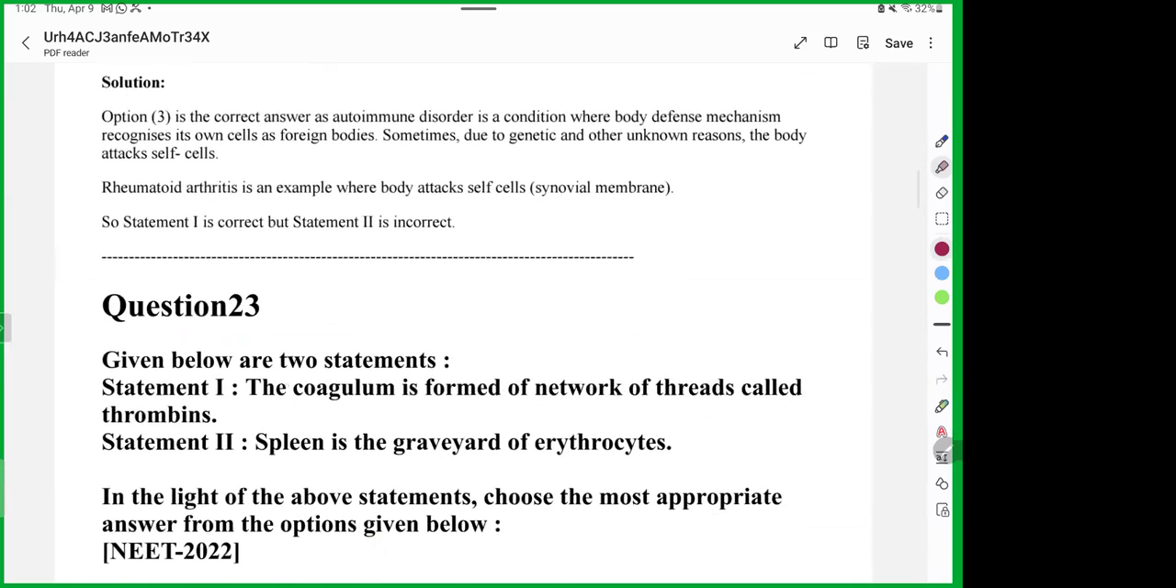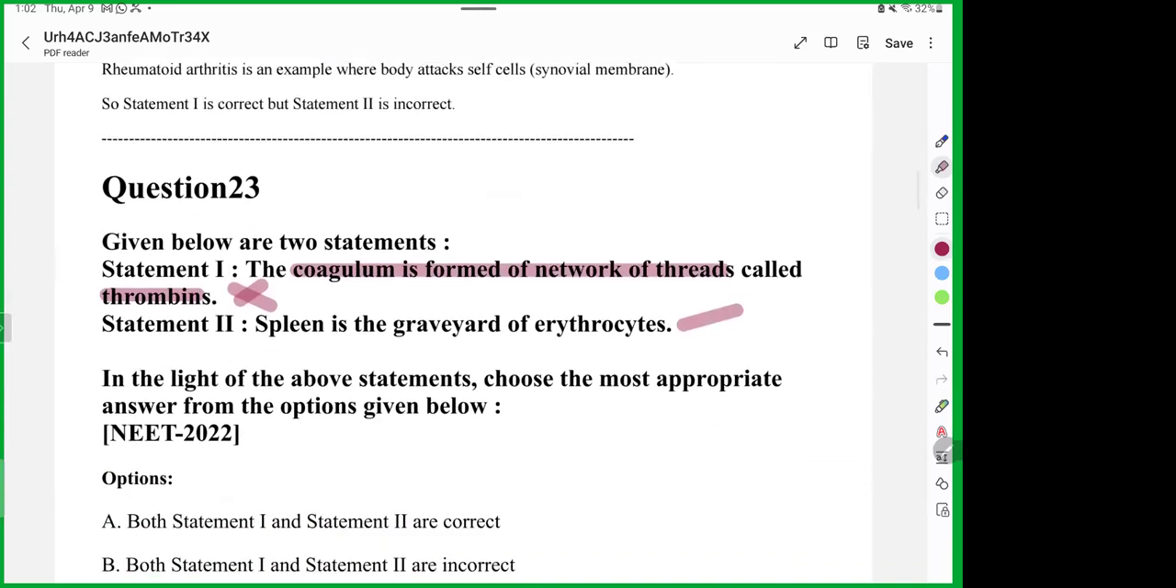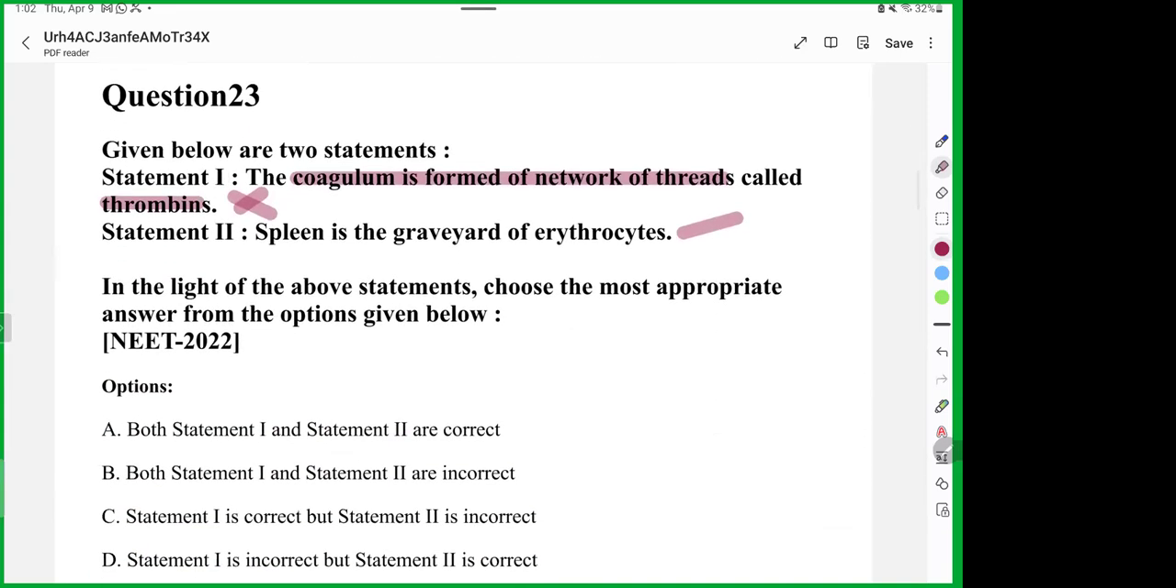Next, Manan. Spleen is a graveyard of RBC. Correct. Coagulum is formed by a network of threads called fibrin. Correct. The fibrin network will form. So the second is correct and the first is incorrect.